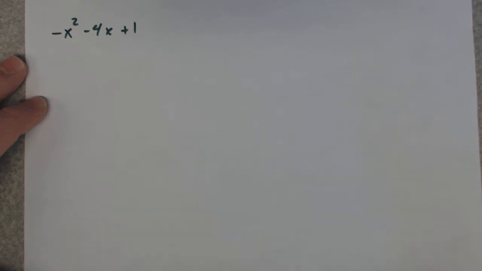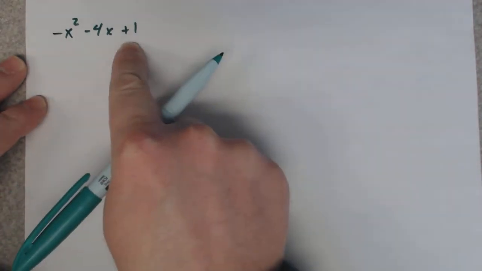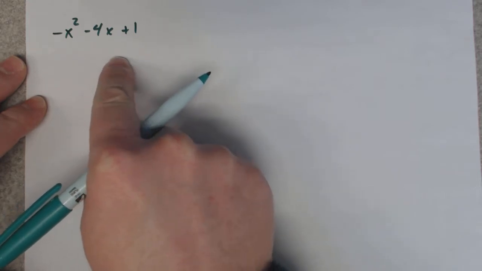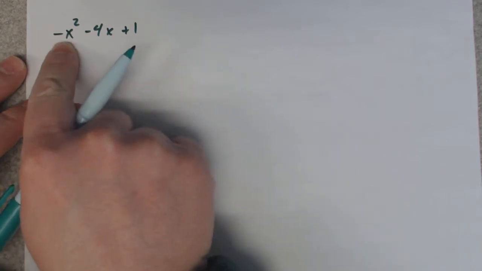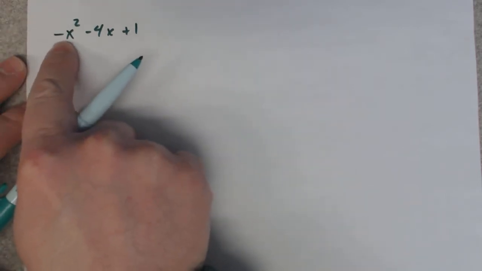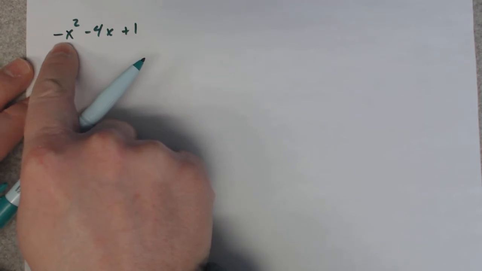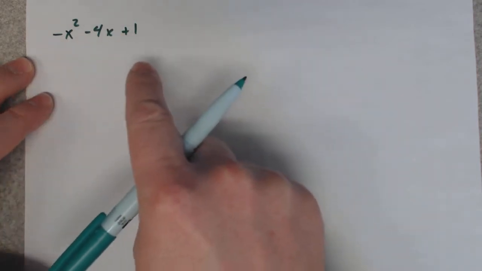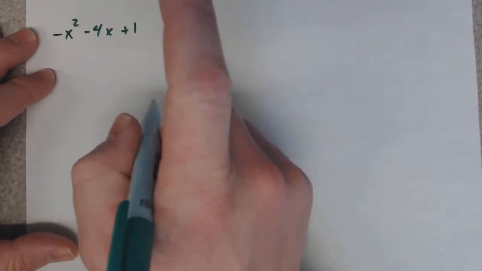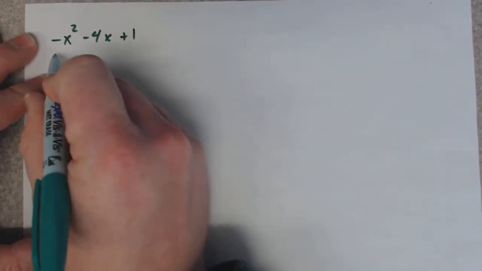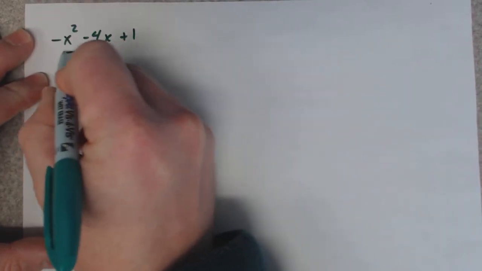Alright, so the question is, you're given this quadratic and you want to turn this into vertex form. The difference from what I had in the previous videos is now there's a negative in front of the x squared. So what do you do here? Well, you do it the same way except for one more step. One little step is take that negative and let's take it out of these two pieces right here.